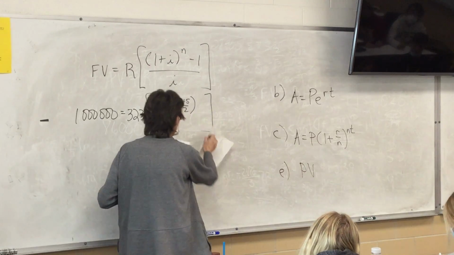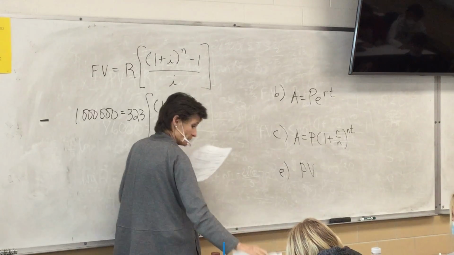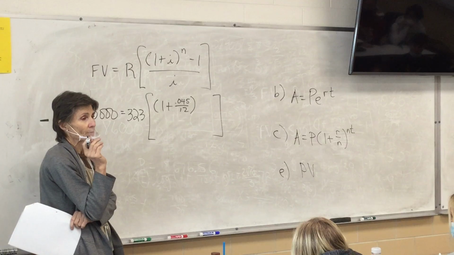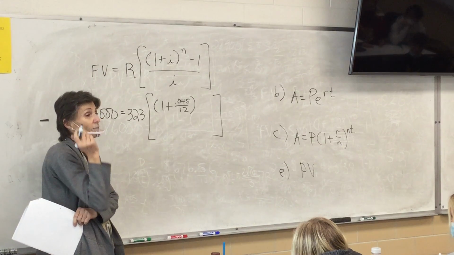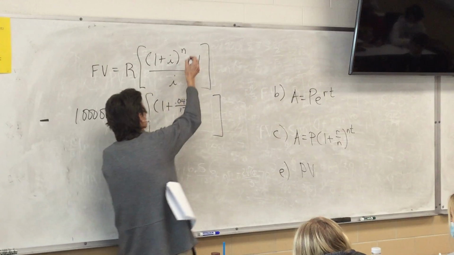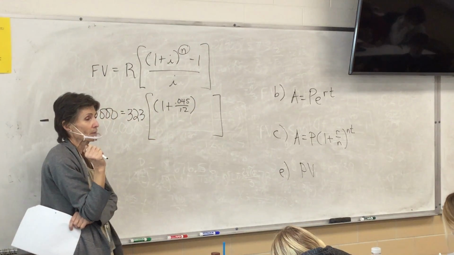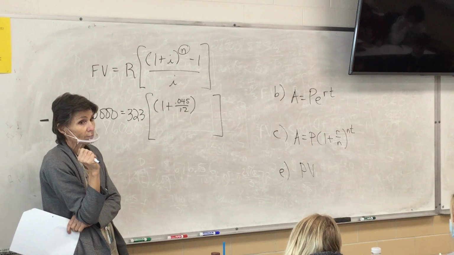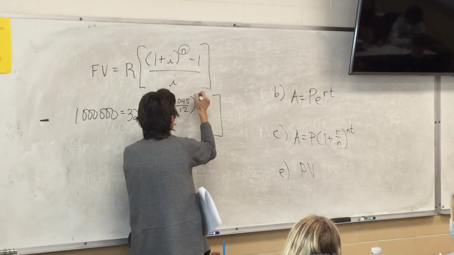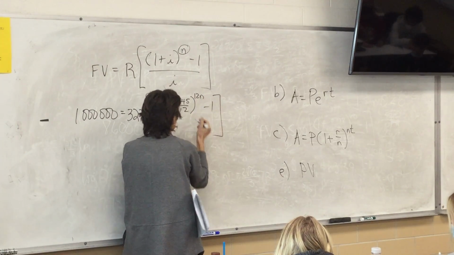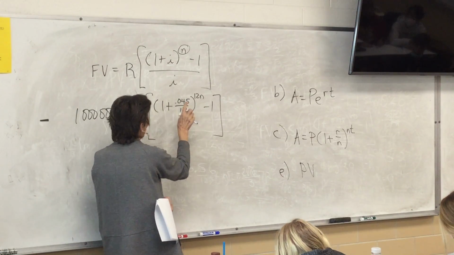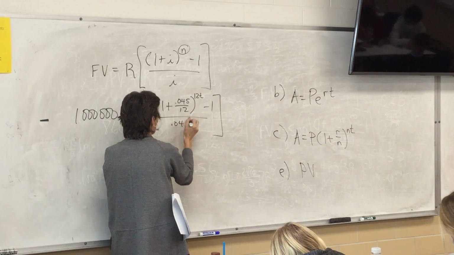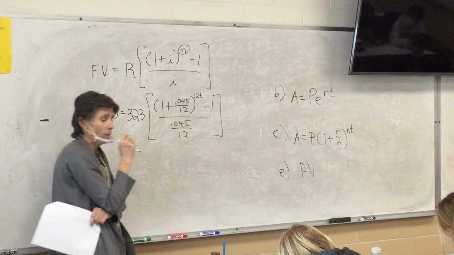Oh, that means I don't know the time, right? So what am I going to put up here for this exponent? Not just n. What's it got to be? It's got to be 12n. Remember, this is the total number of payments I'm making. I don't know how many years it is, but I know I'm making 12 a year. Right? So 12n, or 12t, whatever letter you want to use. If n might be a little confusing, I think I use t. Over 0.045 divided by 12.